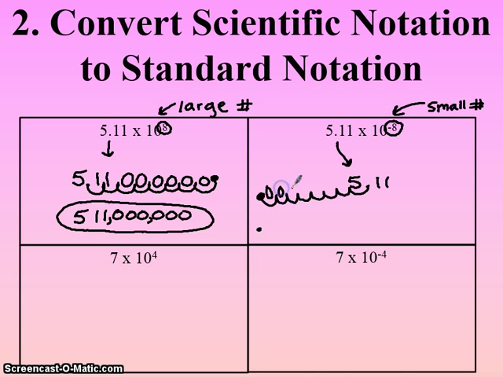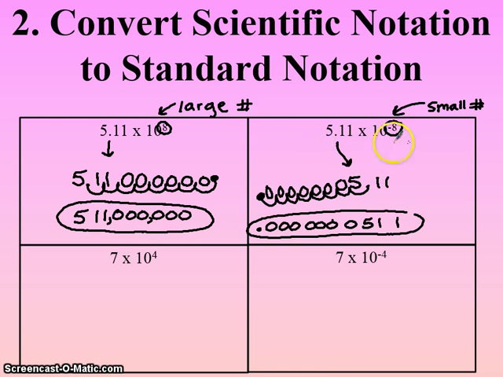So 1, 2, 3, 4, 5, 6, 7, and the 8th place value is the 5. So we need to fill in with 7 zeros, 3, 4, 5, 6, 7, and then 5, 1, 1. So this is the decimal that is equivalent to the scientific notation. Notice, both of these have the 5, 1, and 1 in them, but you can see that this one makes sense because it's a very large amount with a positive exponent, and this is a very small amount with a negative exponent.